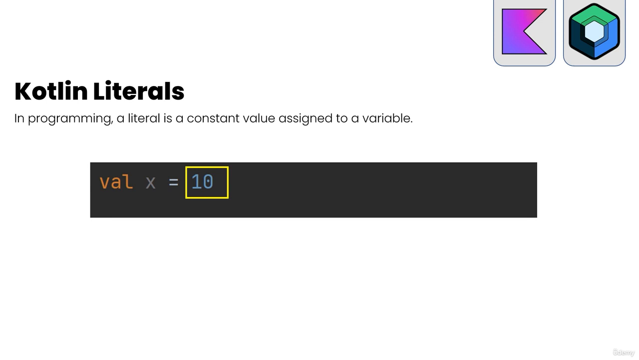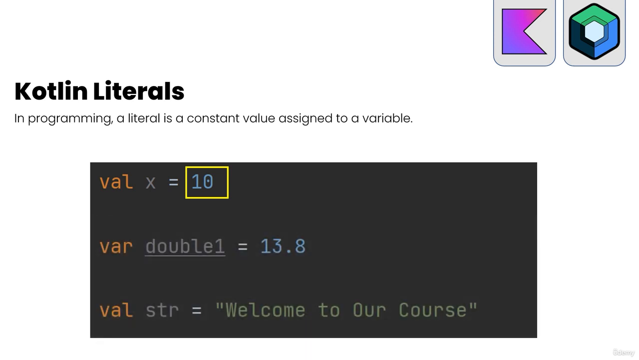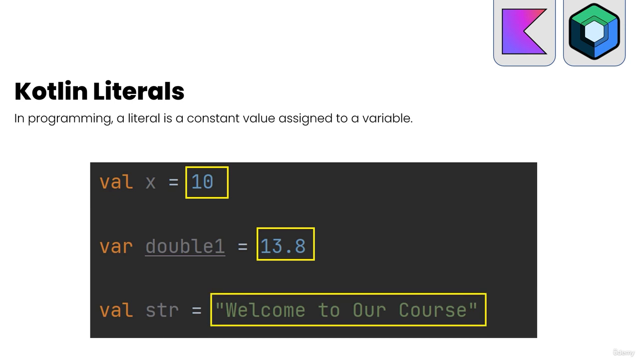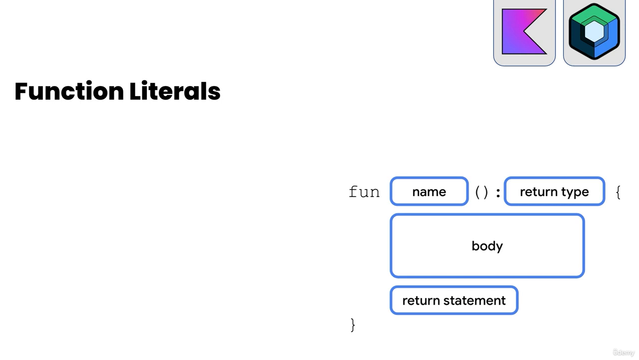Similarly, we have double literals, for example, double1 equal to 13.8, and string literals, for example, str equal to "welcome to our course". This is all about the variables.